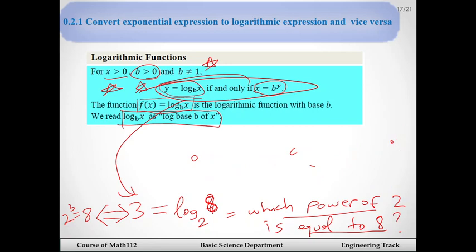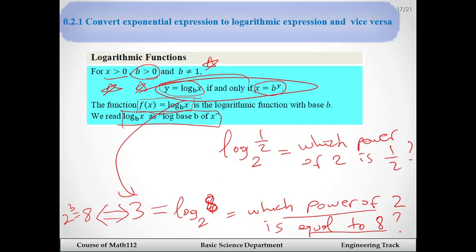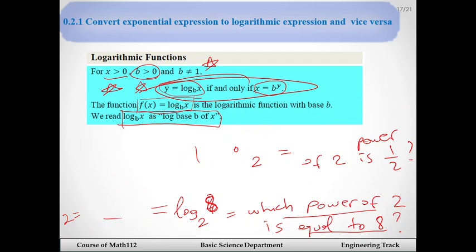Let's do some more exercise here. Which power of 2 is 1 over 2? So you say this should be equal to minus 1, right? And what does this mean in terms of exponentials? This is 2 to negative first is equal to 1 over 2. And let's do some more exercises.